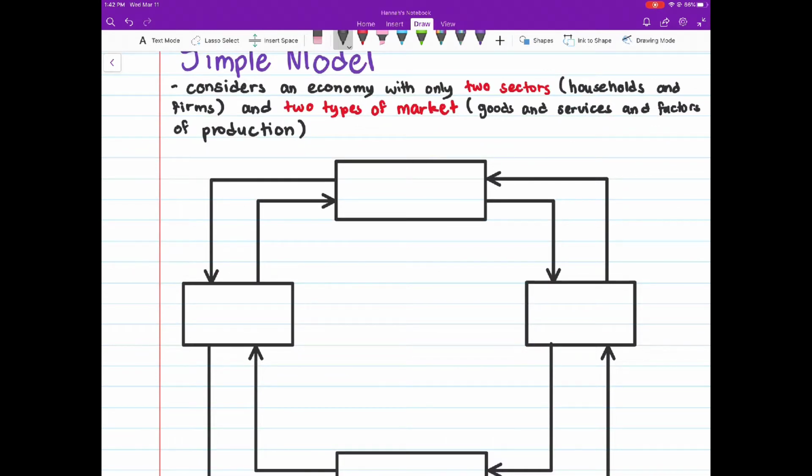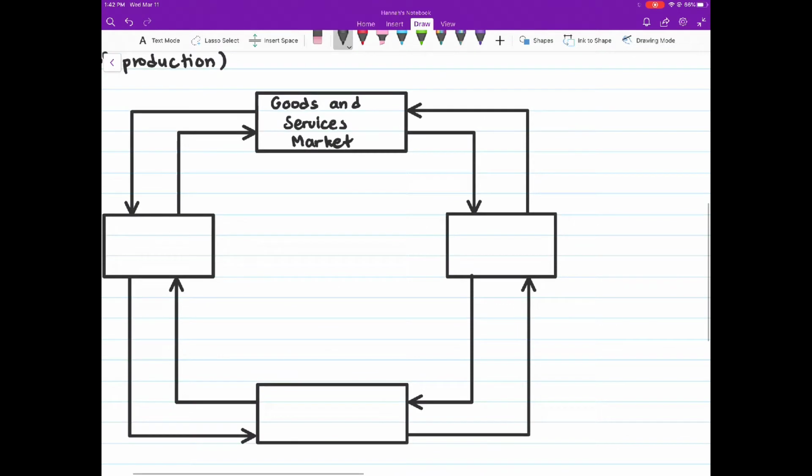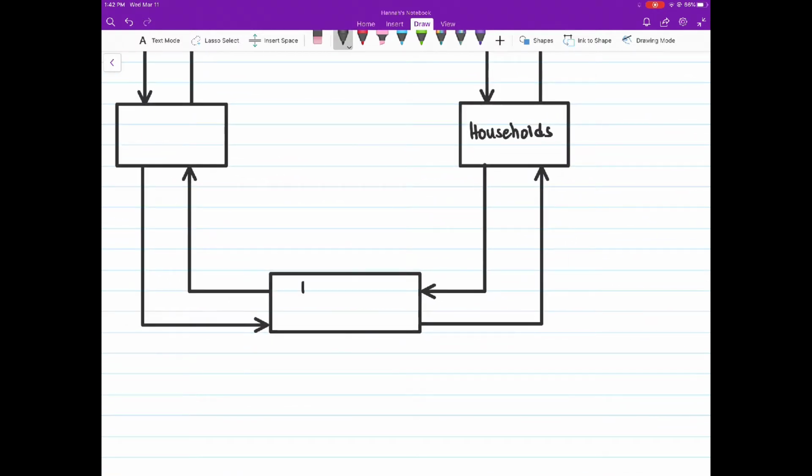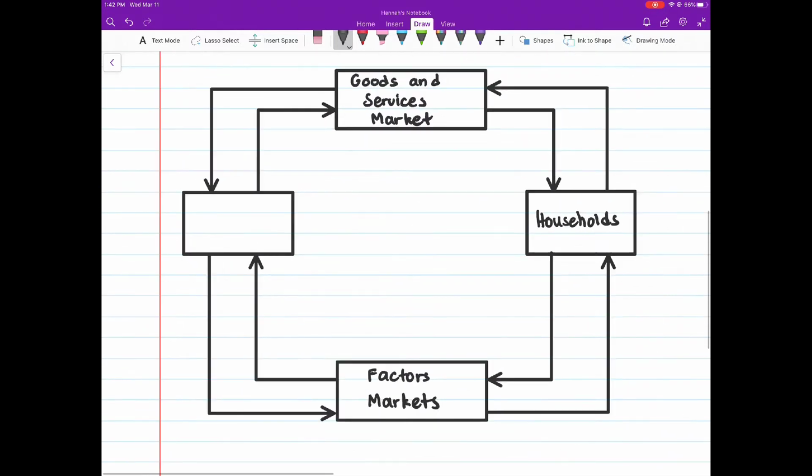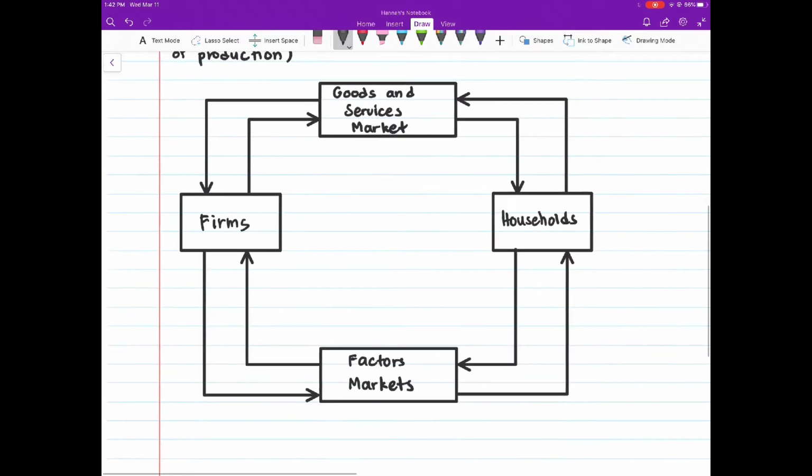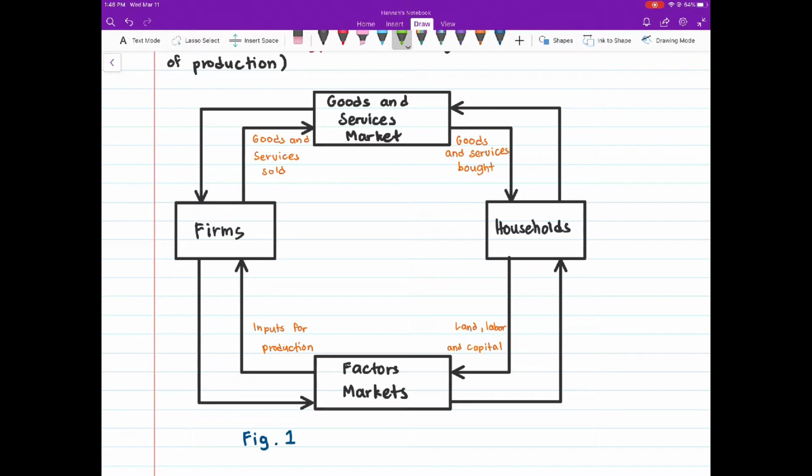So this one on top here is the goods and services market. Then over here is the households. Then down here is the factors market. So I have just labeled the inside. This part represents the goods and services sold. Over here represents the goods and services bought. Then down here is the land, labor, and capital, and over here is inputs for production. So now I have labeled the inside.